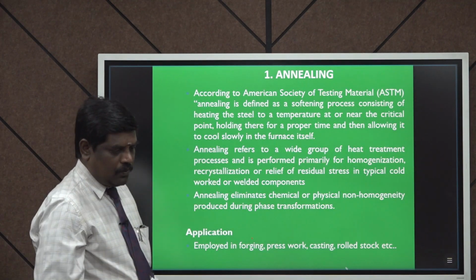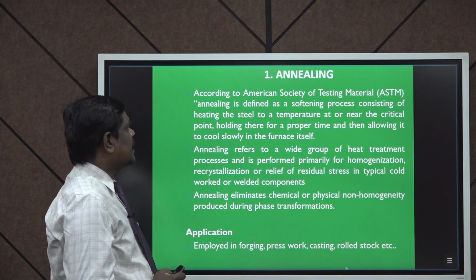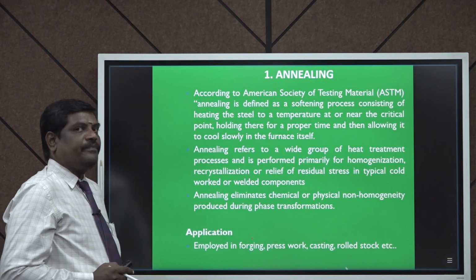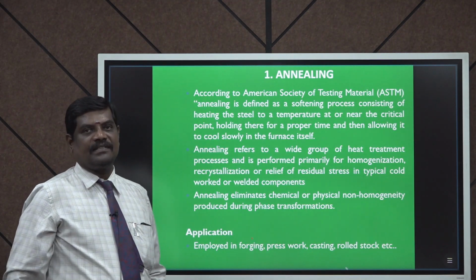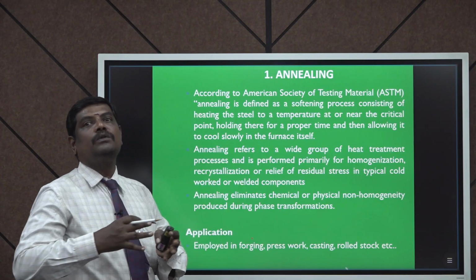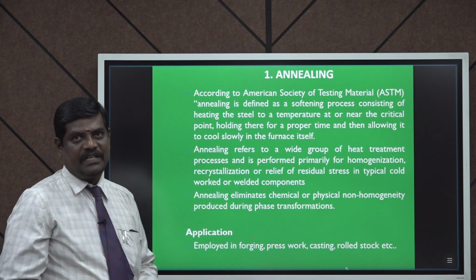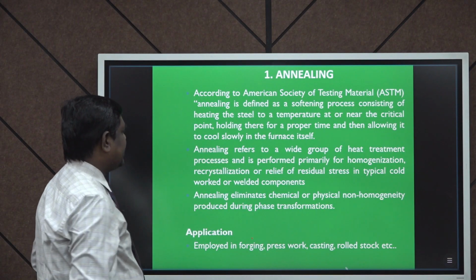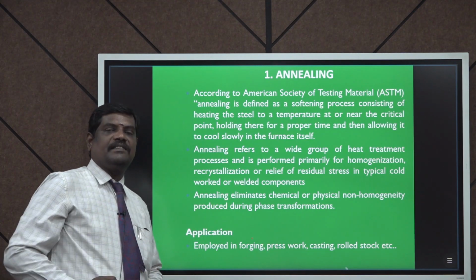Okay. Now let me start from here. What is annealing? According to the American Society for Testing and Materials, annealing is defined as a softening process. It is a process where a material is brought back to a very soft state which is suitable for machinability. Annealing refers to a wide group of heat treatment processes and is performed primarily for homogenization.